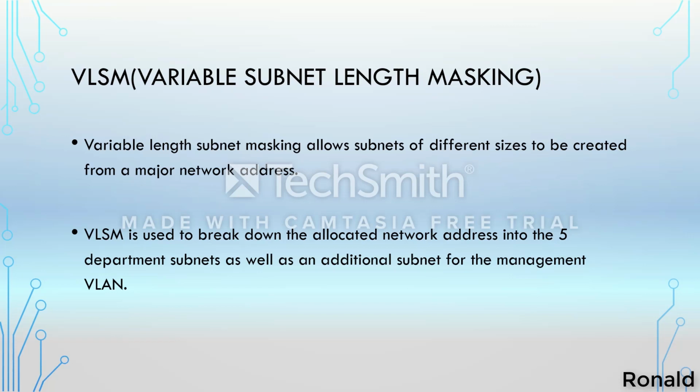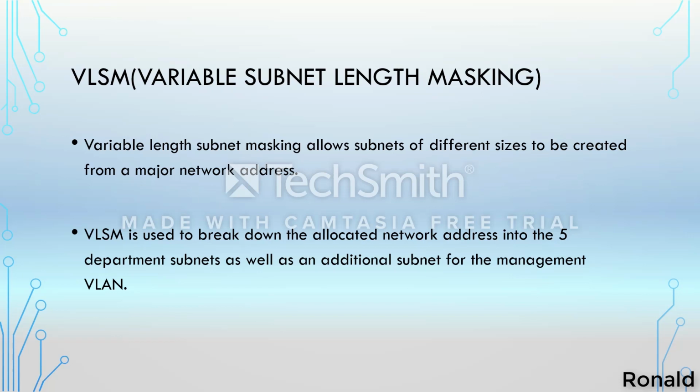VLSM. As I conclude STP, we come to a more important part called VLSM. VLSM is implemented in the initial stage of our network system. So what does VLSM do? VLSM identifies the various addresses that can be derived from a major IP network, which is basically derived from its name itself, variable length subnet mask. VLSM is also used to break down the allocated network address into the 5 department subnets as well as an additional subnet for the management VLAN.